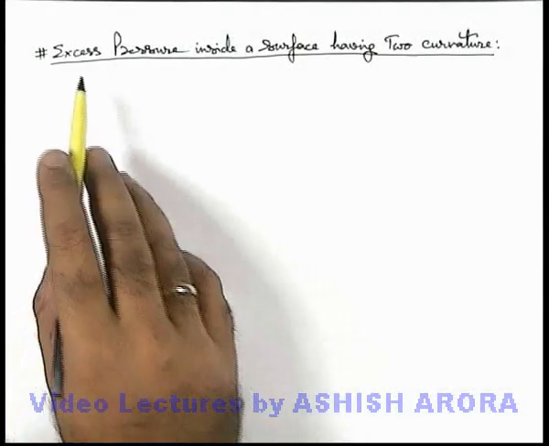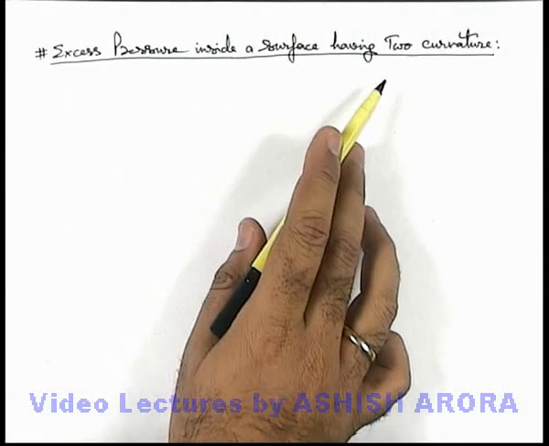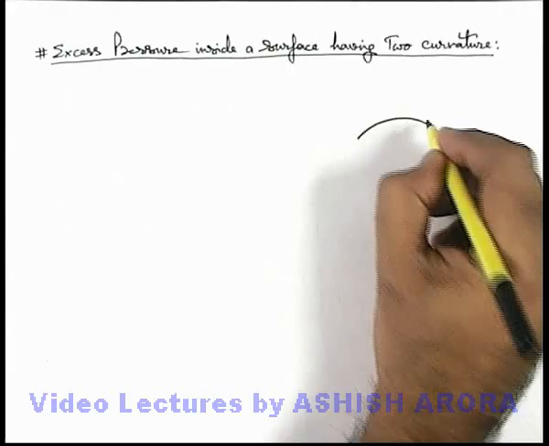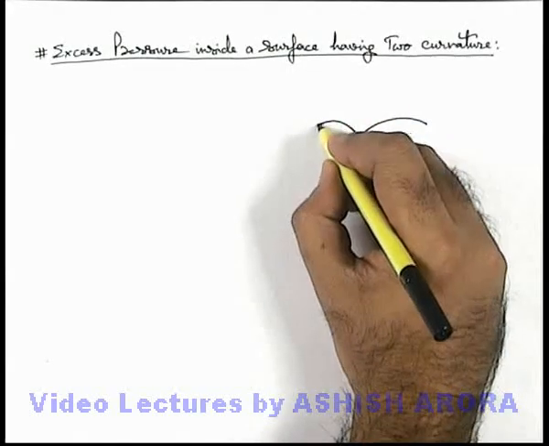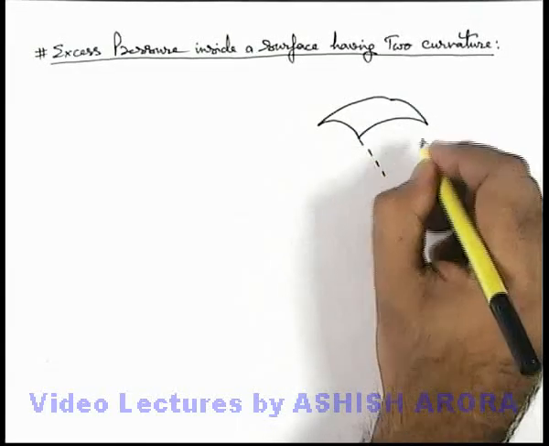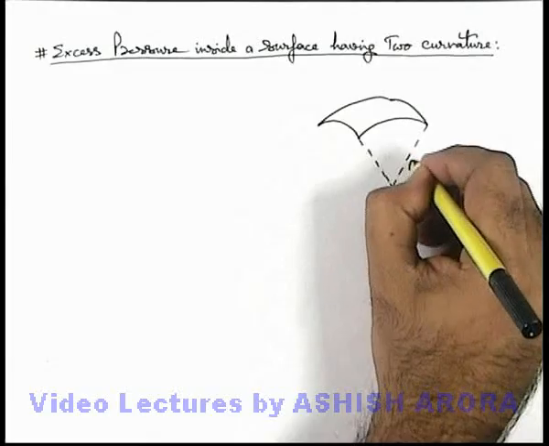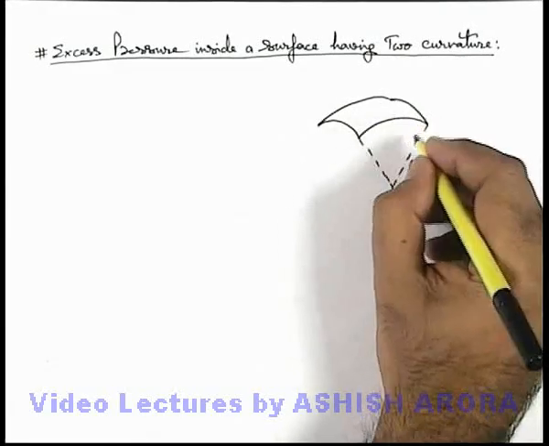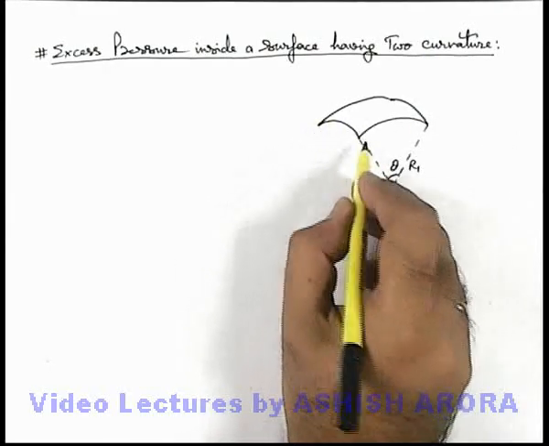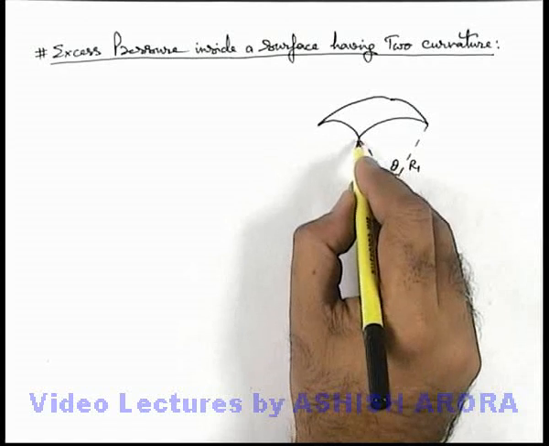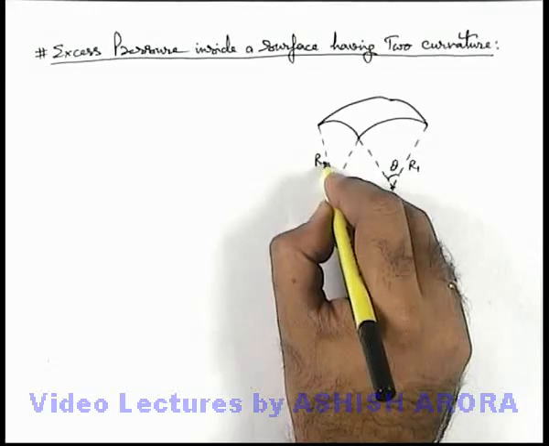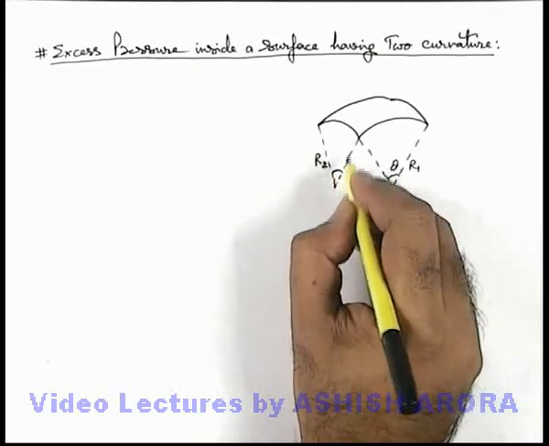Let's discuss excess pressure inside a surface which has two curvatures. When we talk about a surface having two curvatures, it will be similar to the situation which I am drawing here. Consider a surface which, on one side, has radius of curvature r1 and subtends an angle theta at the center of curvature, and in the perpendicular dimension, the surface is curved with a radius of curvature r2 with an angle phi subtended at the center of curvature.